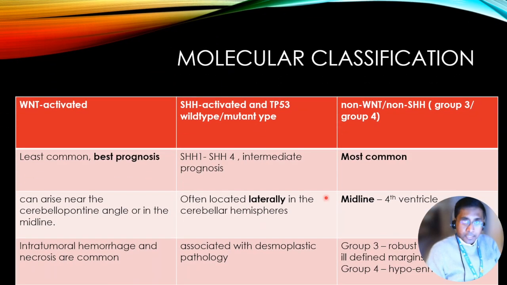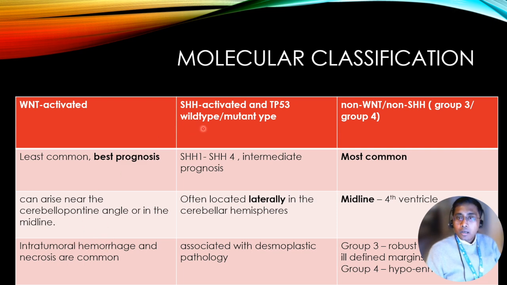The most recent classification for medulloblastomas is the molecular classification, where we divide them into the Wnt group, the SHH group, and finally the non-Wnt/non-SHH group. Among these, the Wnt has the best prognosis. It can be off midline in the cerebellopontine angle, or it can be in the midline location. Intratumoral hemorrhage and necrosis are more common there.